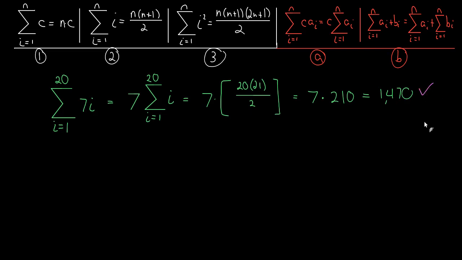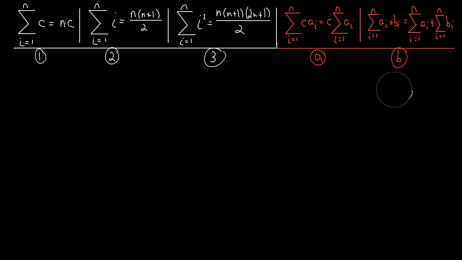Okay, so we took something where we didn't have a formula. We used property A to break it into something a little bit easier. And then now we had a formula. We just used formula 2 and we plugged that in. Okay, I realize that probably all these marks were not helpful, but that's the general idea. We're going to use properties A and B to break things into easier bits. Let's go ahead and do another example.